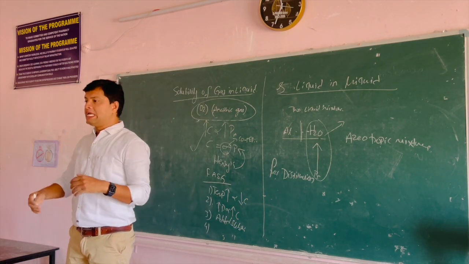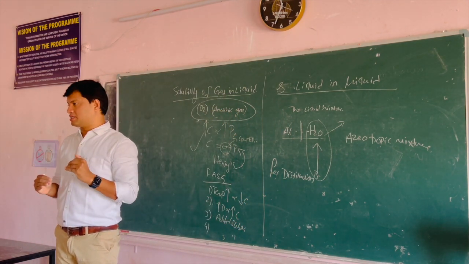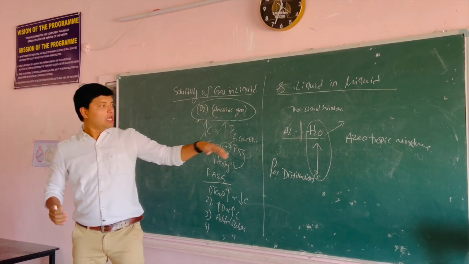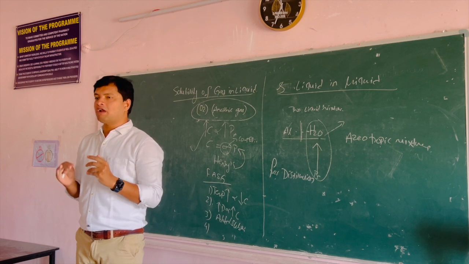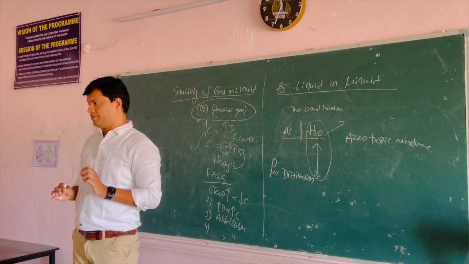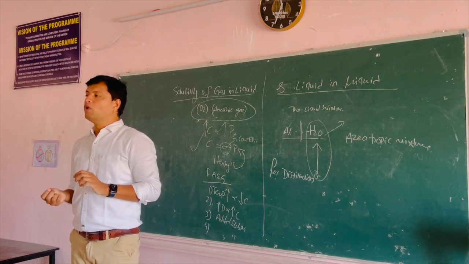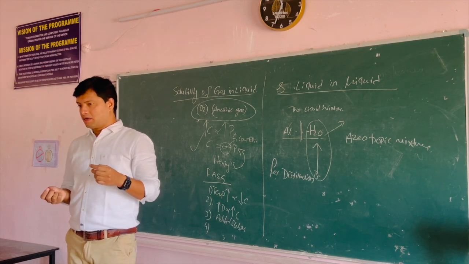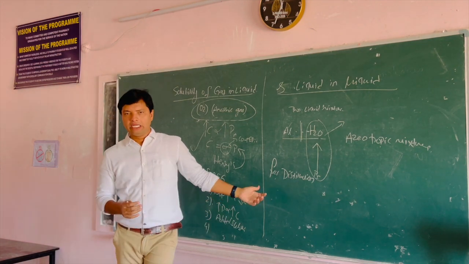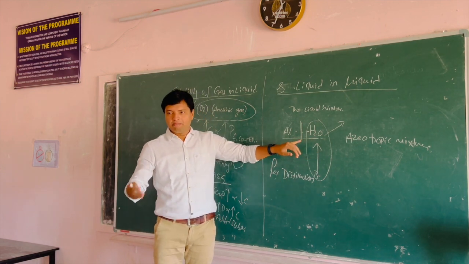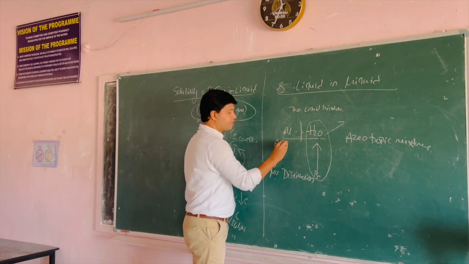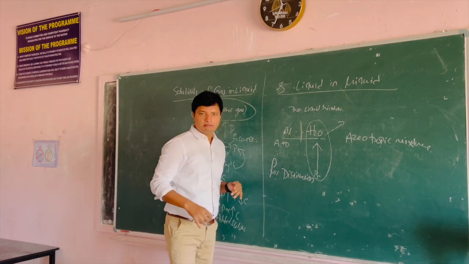What I will do is, if I know their vapor pressures, if I know alcohol and water are mixed, what is the total vapor pressure of the alcohol water mixture? If I heat, who will come first? Obvious. At what temperature will alcohol come? But if you have A and B, and they are azeotropic, they will not come.